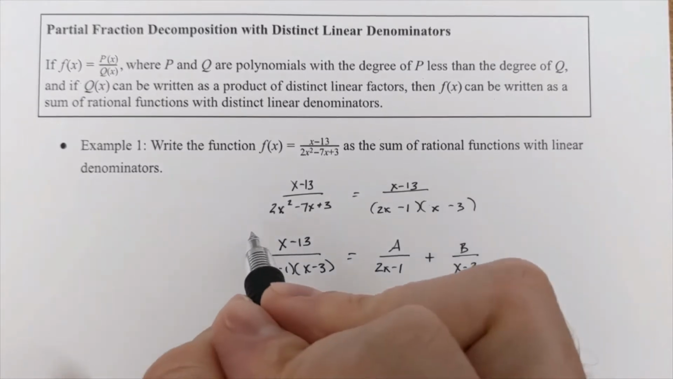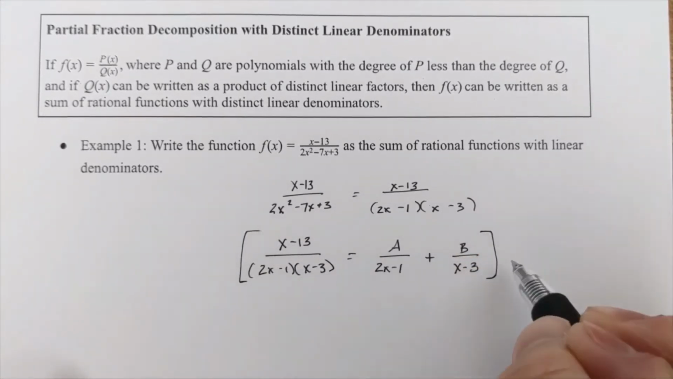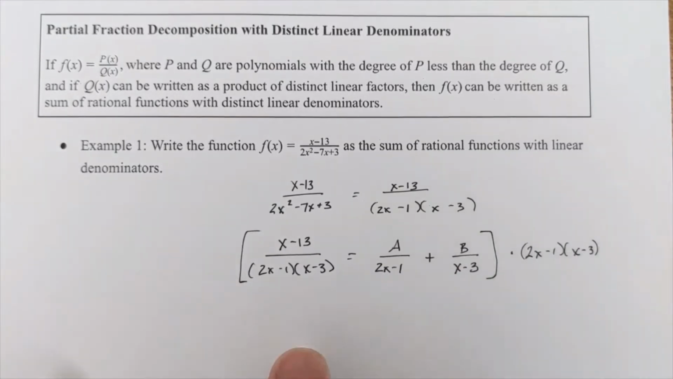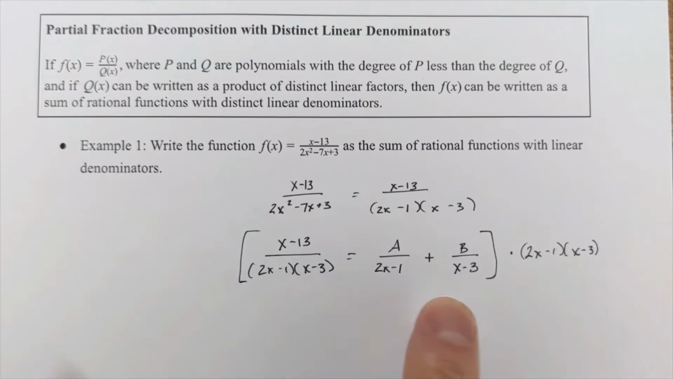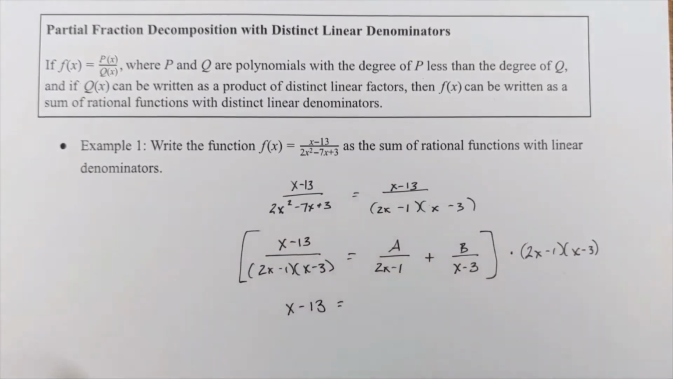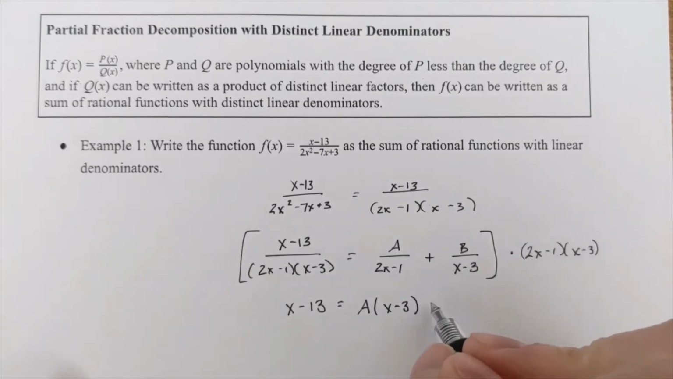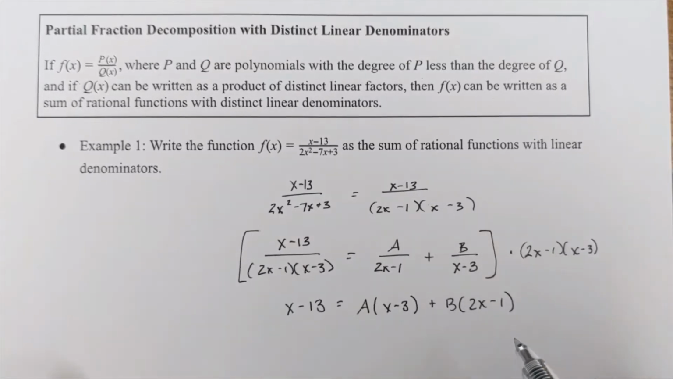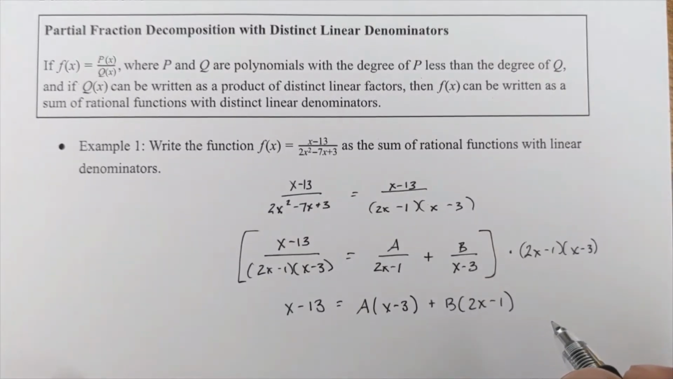Now, to solve this, we're going to take the whole thing and multiply by the common denominator, which is the factored form of our original denominator. When I multiply the first fraction by that, everything cancels, which leaves me just the x minus 13. When I multiply the a fraction, the 2x minus 1's cancel, leaving me a times x minus 3. When I multiply the b fraction, the x minus 3's cancel, leaving me b times 2x minus 1. So this has to be true.